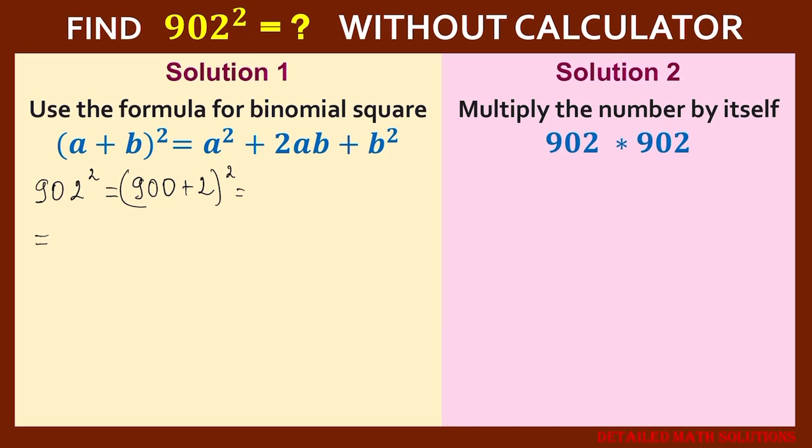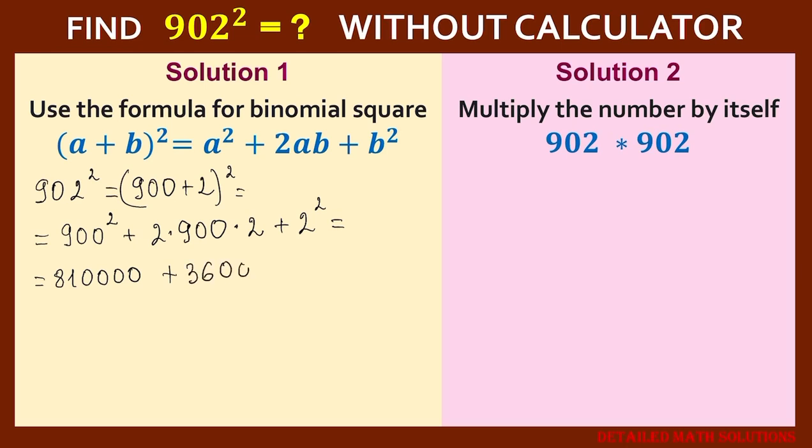The number 900 corresponds to the a in the formula, and the number 2 corresponds to the b in the formula. Therefore, this equals 900 squared plus 2 times 900 times 2 plus 2 squared. Then I just need to simplify. 900 squared equals 81 with 4 zeros, plus 2 times 900 times 2 is 36 with 2 zeros, plus 4.